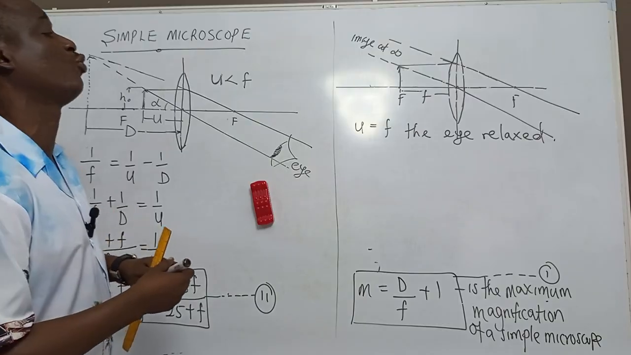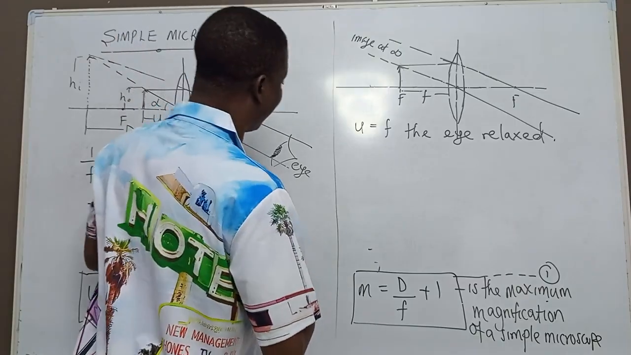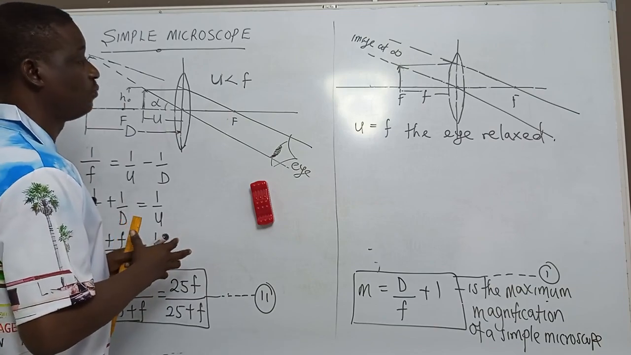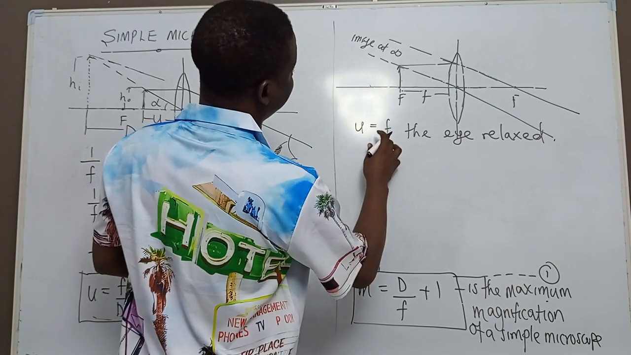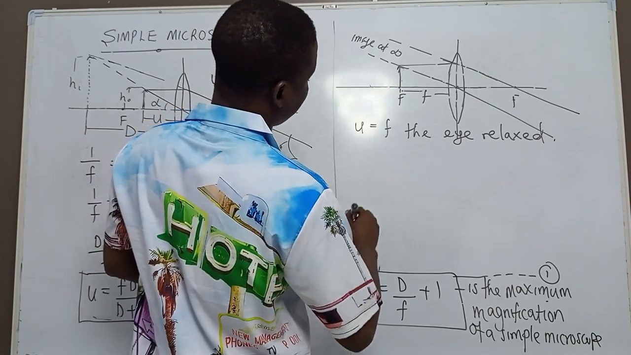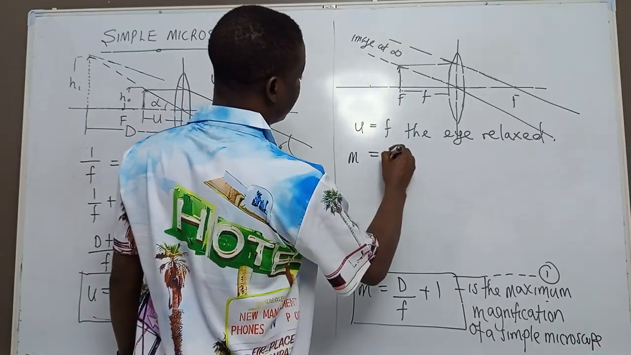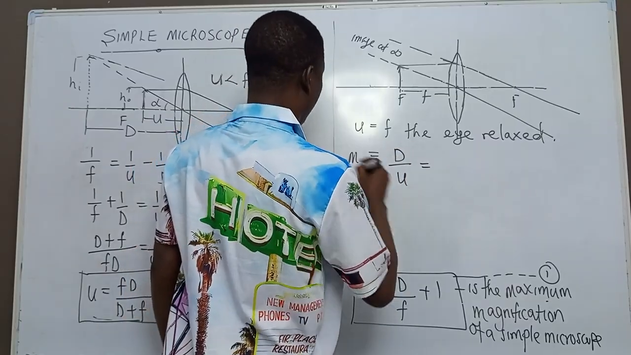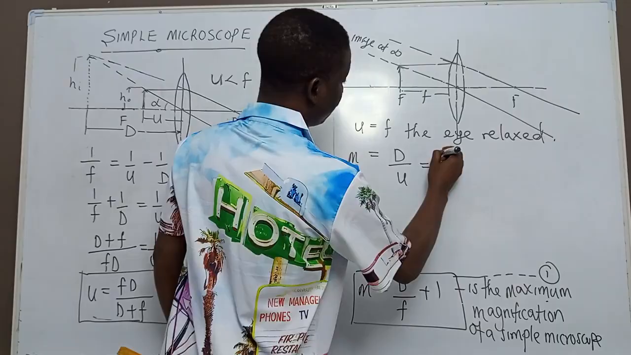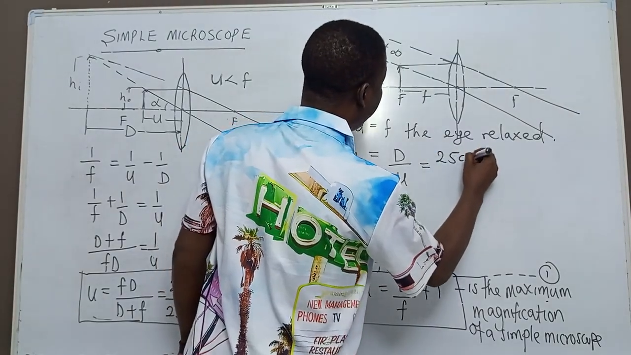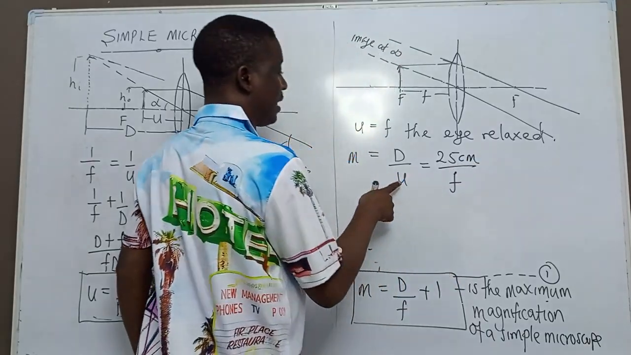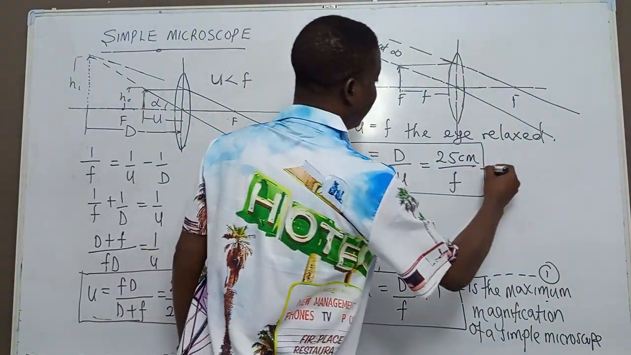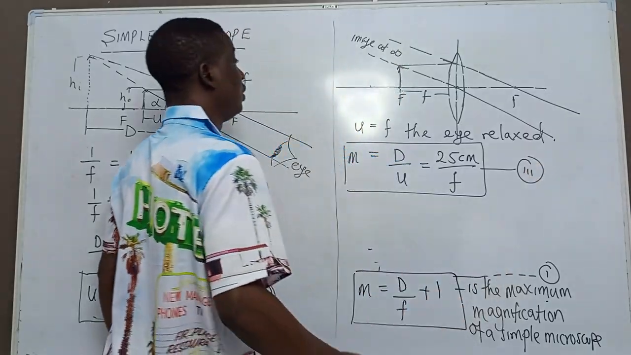And what would be the consequences for the image that will be formed? Now, if the eye is relaxed and the object is at the principal focus, that means the object distance is equal to the focal length. Therefore, magnification becomes D over U, as initially when we were talking about abnormal adjustment. So this one will now be 25 cm over f, because we now replace the u with f. So this is the formula for magnification when the eye is relaxed. Let me call it equation 3.